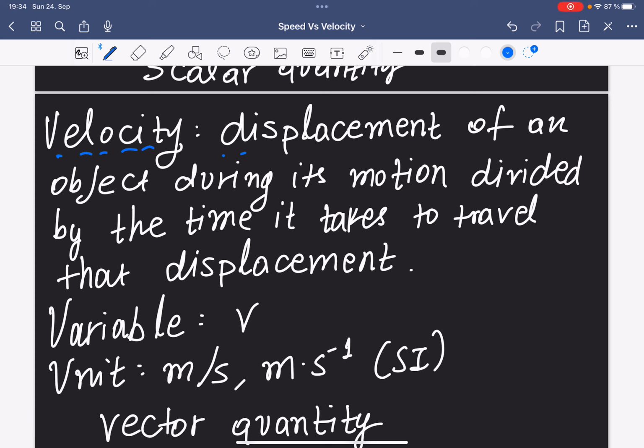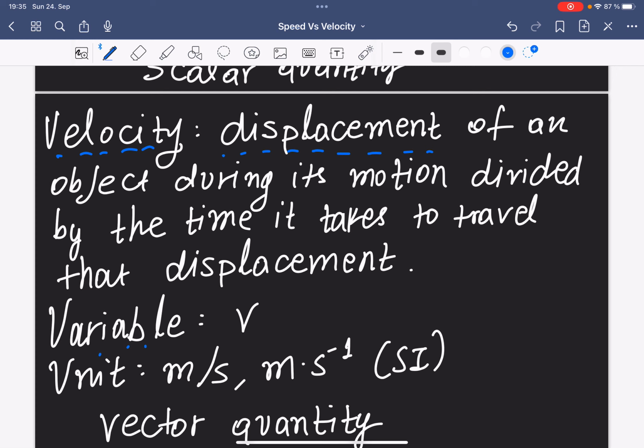Now moving on to velocity. Velocity is defined through displacement, okay, something different than distance. It's defined as the displacement of an object during its motion divided by the time it takes to travel that displacement. So it's quite similar as a definition. The key difference is speed is defined through distance traveled, and velocity is defined through displacement.